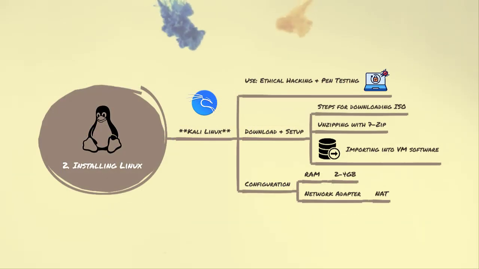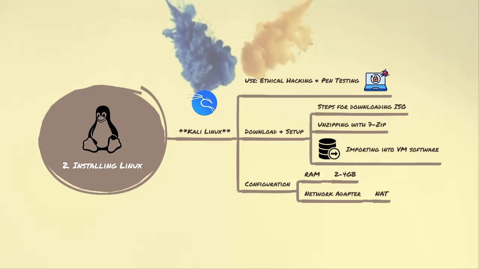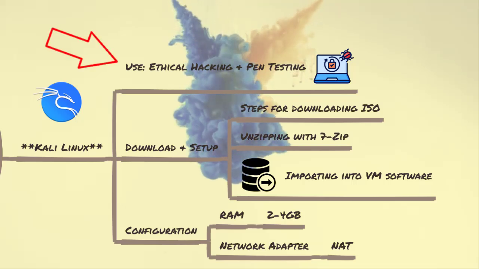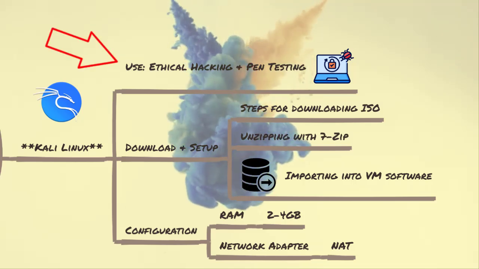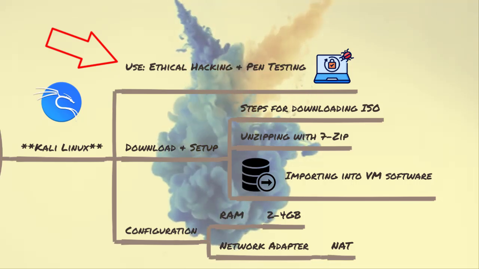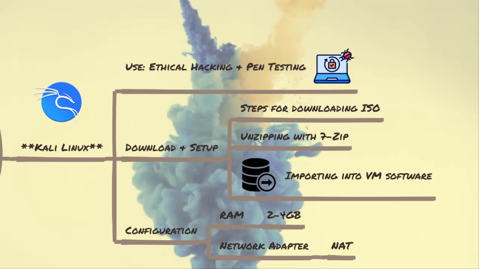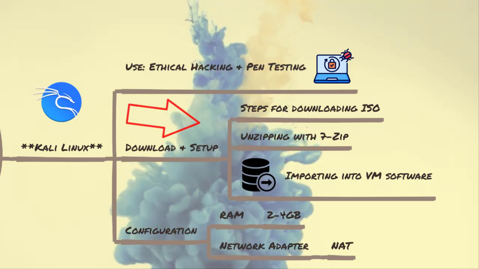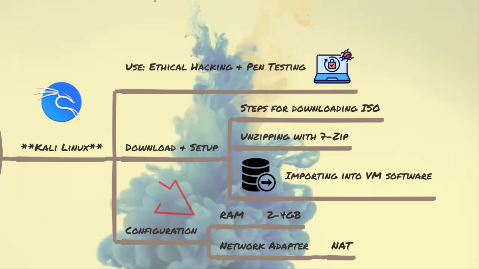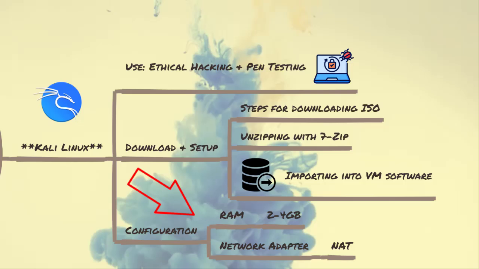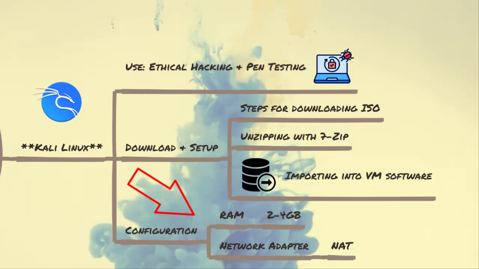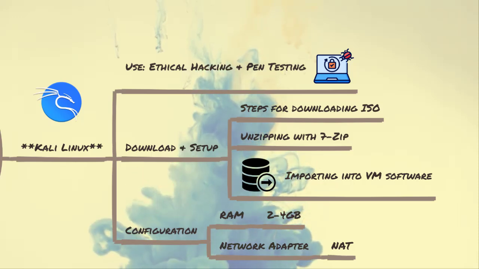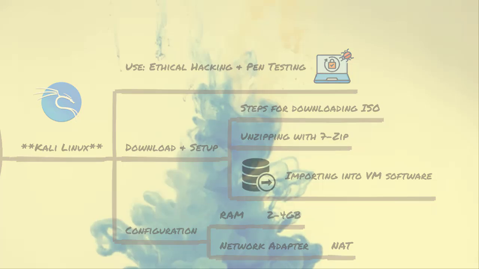Installing Kali Linux, your ethical hacking Swiss Army knife. Next up is Kali Linux. This isn't just any Linux distribution, it's tailored for ethical hacking. Why? It comes preloaded with tools for penetration testing. Once you've downloaded the Kali ISO, unzip it with 7-zip, import it into your VM software, and allocate about 2 to 4 gigabytes of RAM. Don't forget to configure the network adapter to NAT to simulate real-world connections. Voila! You're ready to explore a world of hacking tools without leaving your desk.